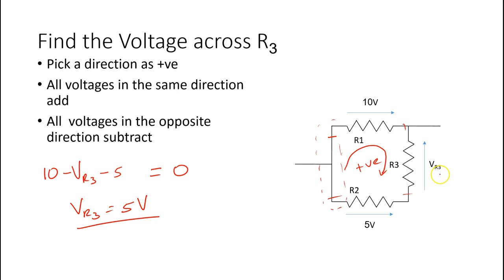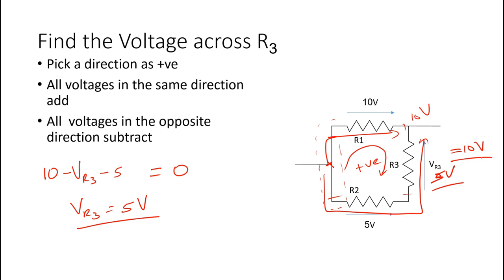If I put VR3 equal to 5 volts here, we will see that from this point, if I go this way, it is 10 volts, and if I go this way, it is 5 volts plus 5 volts, which is also 10 volts, which is consistent.